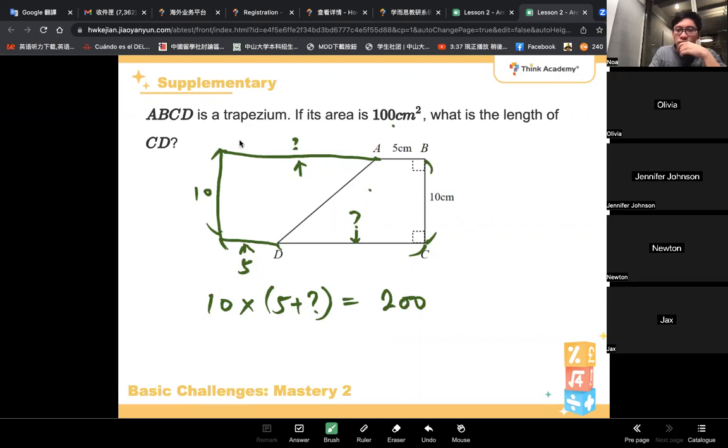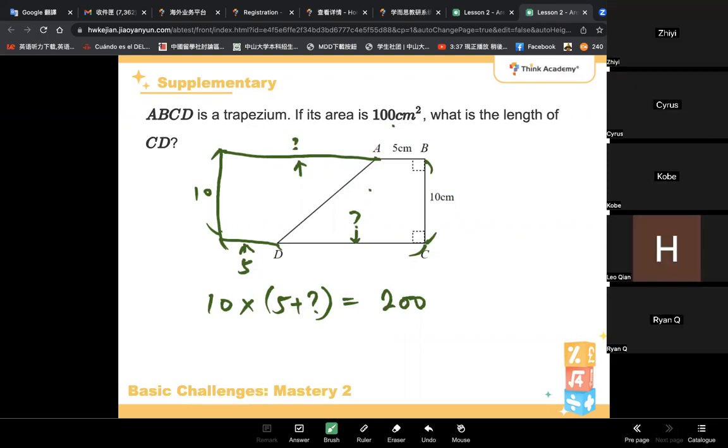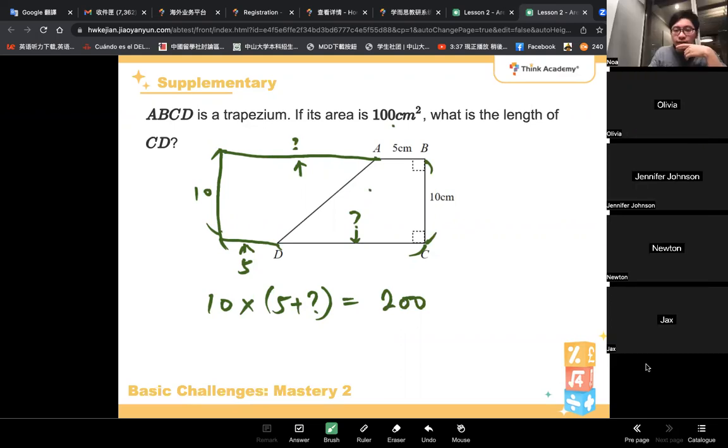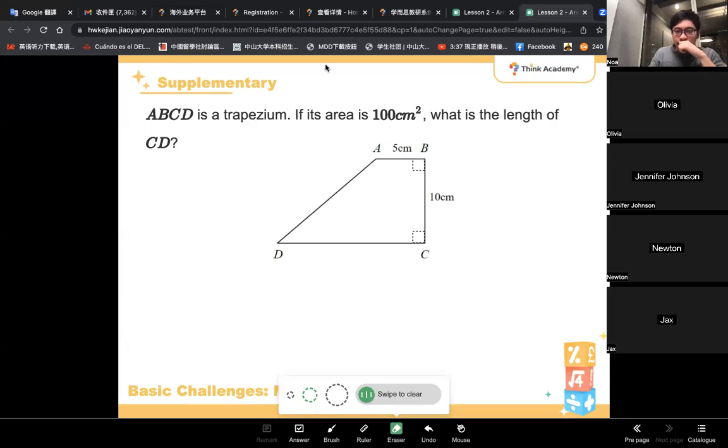Okay. If you still don't know, can someone try to help Newton? So the area is 15. No, the area is not 15. The length of CD is 15. So the length of C and D is 10. No, it's 15. This is 15.